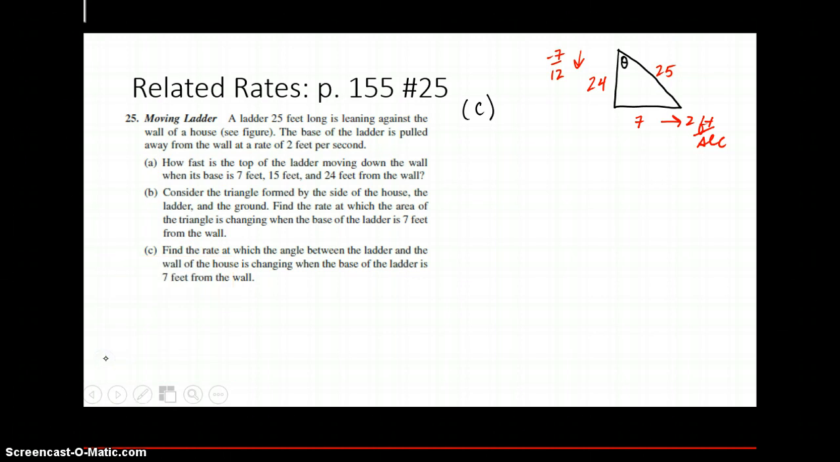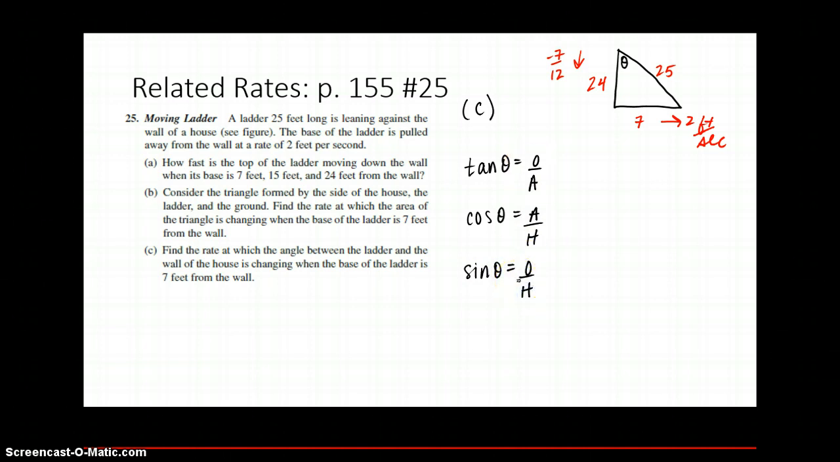Okay, so based on the given information, I can use one of 3 relationships. I know tangent of theta is opposite side over adjacent side. Cosine of theta is adjacent side over hypotenuse. And the sine of theta is opposite side over hypotenuse. So these are my geometric relationships.